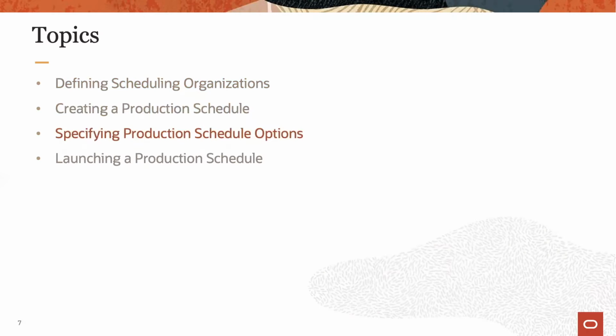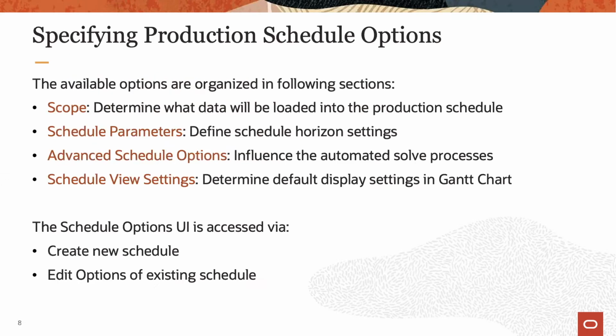Now we'll go over some of the key schedule options. There are four main categories of schedule options, and this is also how they are organized in the Manage Schedule Options page. The options in the Scope section determine what data will be read from Oracle SCM Cloud into the schedule.